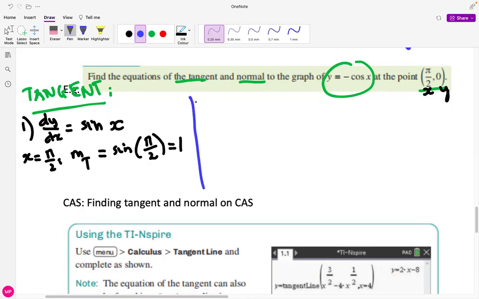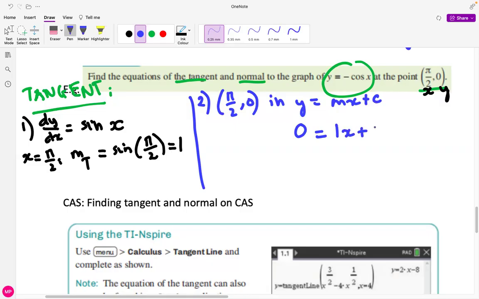Then you can find c. y equals mx plus c, and the given point is pi over 2 and 0, so we sub that in. The y value is 0 equals m, which is 1, times x, which is pi over 2, plus c. So c will be negative pi over 2. Therefore, the tangent equation will be y equals 1x minus pi over 2.